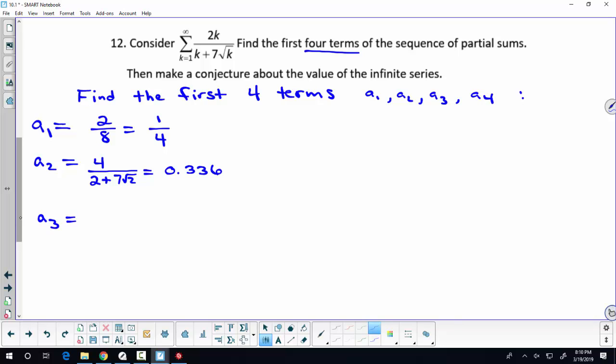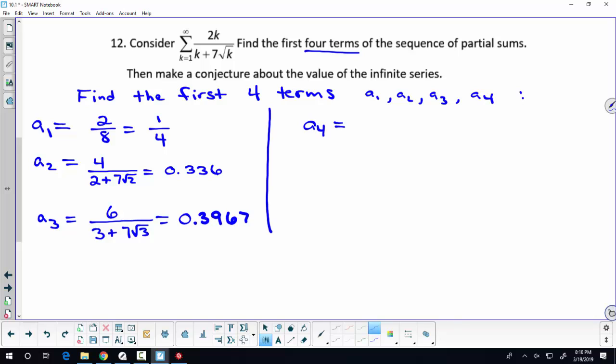Third term. Write it out explicitly: 6 over 3 plus 7 root 3. That's 0.4, no, it's 0.3967. Okay, fourth term.